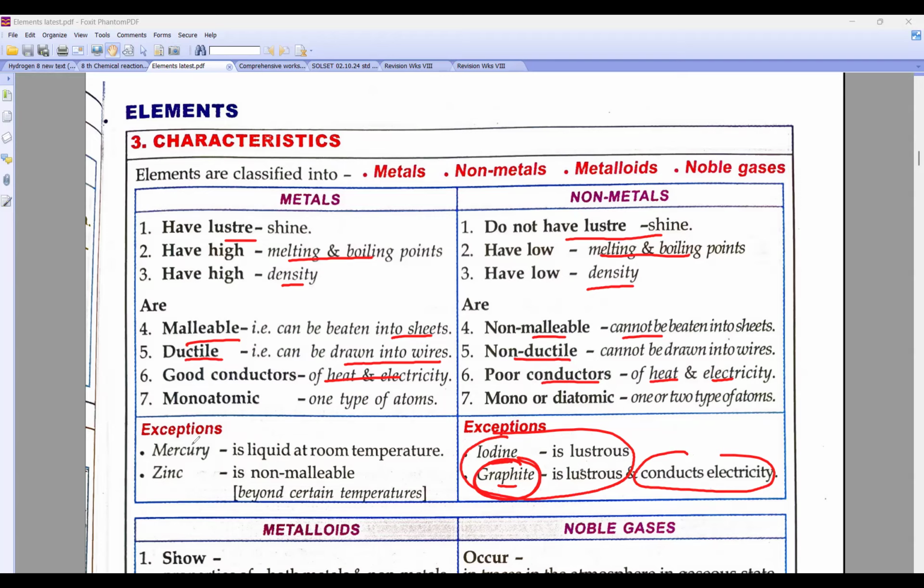In the metals, name a metal which is in liquid state: mercury. Name a metal which is non-malleable. Come on, zinc. This exceptional case you have to remember. Very, very important.